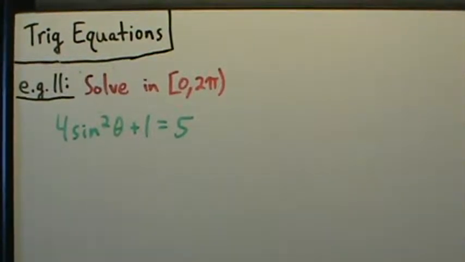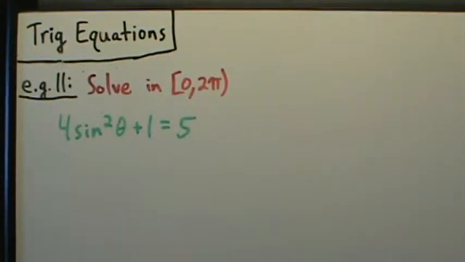Here's example 11 of solving trig equations. So here we're just going to solve in the interval 0 to 2 pi, no general solutions or anything like that. So 4 times the sine squared of theta plus 1 equals 5. So that's the equation we want to solve here.